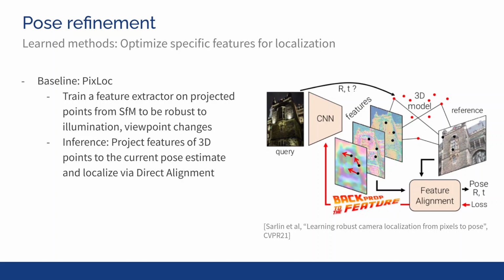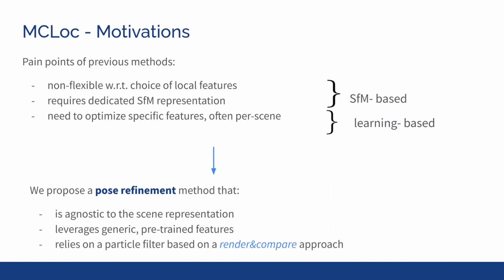A notable example is Pixlock, which trains a feature extractor on projected points from SFM point clouds to be robust to illumination and viewpoint changes. At test time, at each step, features of 3D points are projected into the query using the current pose estimate, and direct alignment is performed in feature metric space to refine the pose. While effective, these methods share some limitations, and we question the need to train dedicated features for pose refinement.